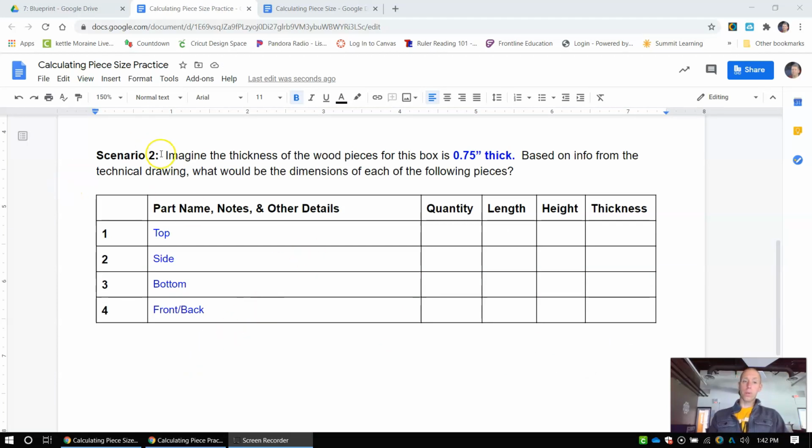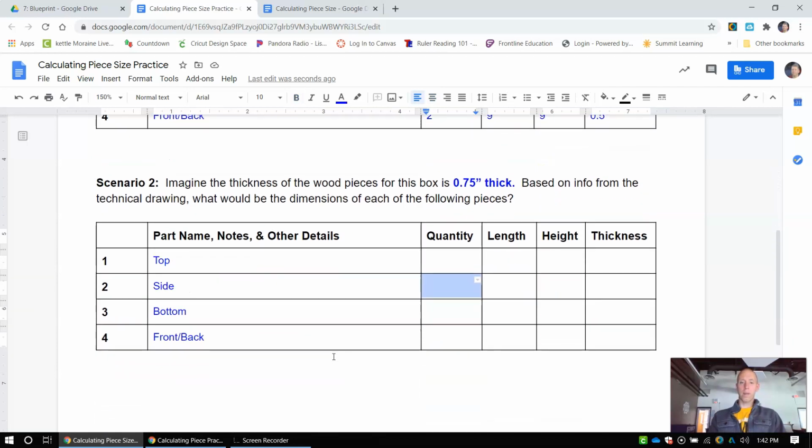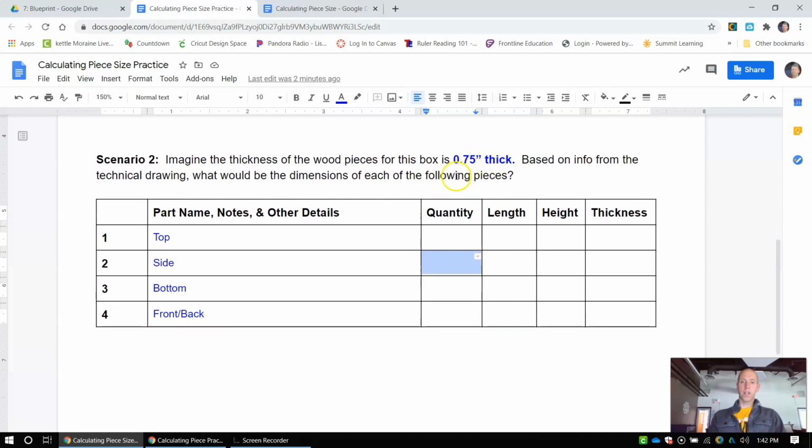So now in scenario 2, notice we're going to change this up a little bit. We're going to pretend that the thickness of each piece is 0.75 inches thick. That's the same as 3/4. So it's perfectly fine if you want to use a calculator. Your mission now is to determine the size, the quantity, length, height, and thickness of all these different pieces. Refer back to your first chart. Refer back to your first table to, of course, help you out. You're doing the same exact math. It's just that the thickness is different. So try and calculate that, and then get some feedback from me.